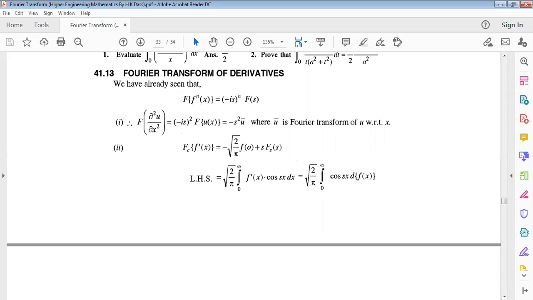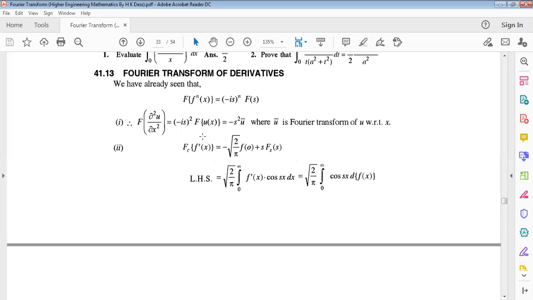See the previous lecture. Therefore, the Fourier transform of the second partial derivative of u will be what? (Minus is) whole squared. Just in place of n, we have put 2. The second derivative, with respect to x, F of u_xx, just s replaced, equals minus s squared ū, where ū is the Fourier transform of u with respect to s.